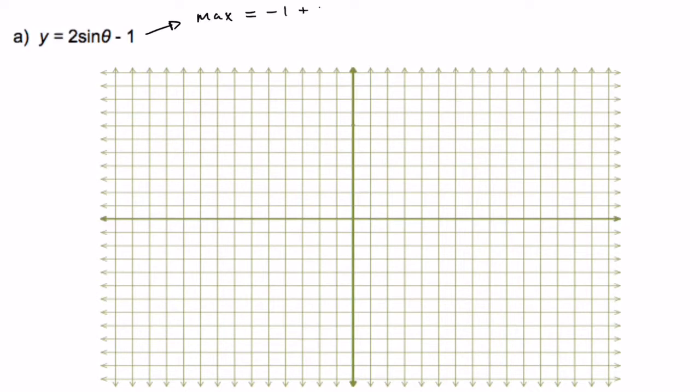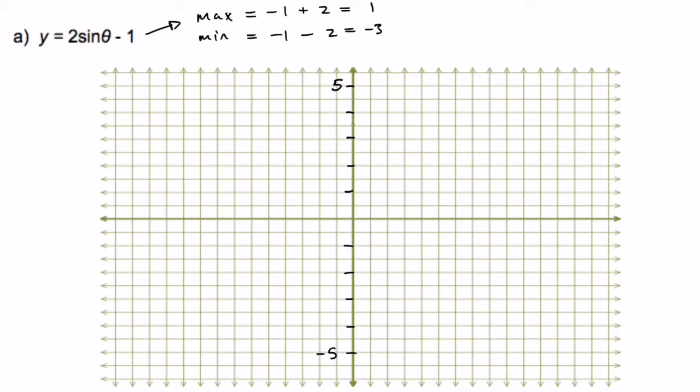I always know the maximum value is the vertical displacement plus the amplitude, and the vertical displacement minus the amplitude is the minimum. So 1 and -3 are the max and the min. So I know that the graph is going to extend from 1 to -3. So my scale, if I'm making every 2 squares 1 unit on the y-axis, that isn't bad.